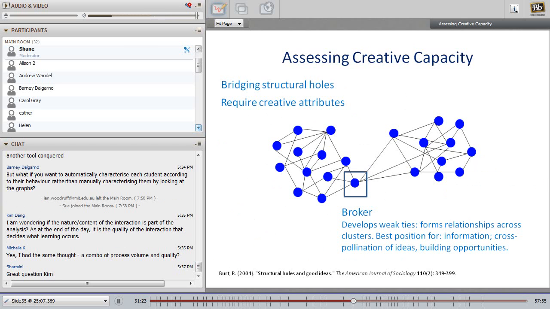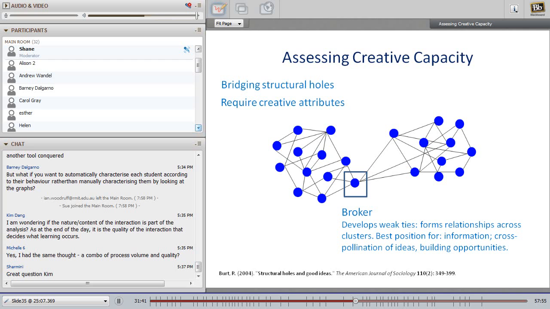Okay, so that was a quick overview of SNAPP and one of the projects we've looked at. Kim, I'll get to your question in a second as well, and these are good questions.